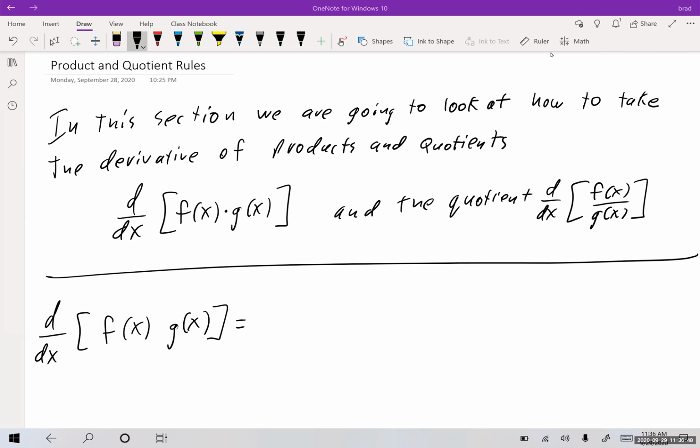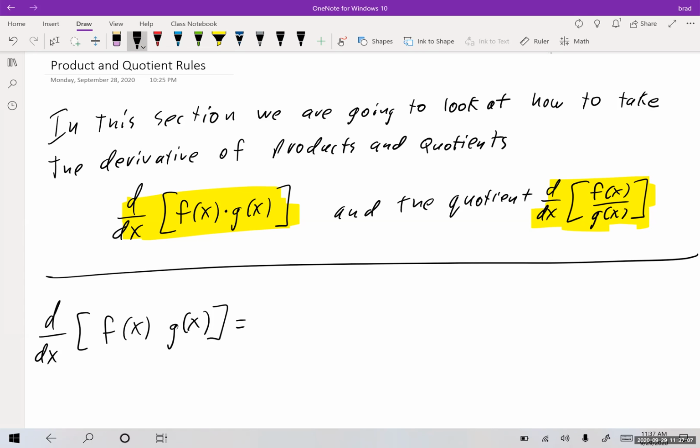So in today's video, we're going to talk about the product and quotient rules. In this section, we're going to look at how to take the derivative of products and quotients. So the first one we have is the derivative of f times g of x. And then we're going to later on look at the quotient of f of x and g of x and take the derivative of that.